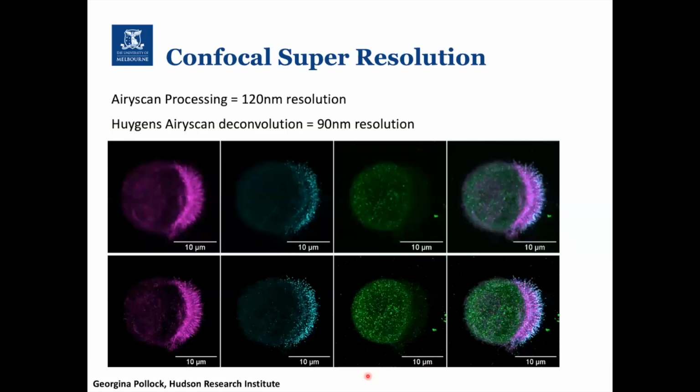We can go a little bit beyond that. With a bit of post-processing, with ARIScan processing, you can get down to about 120 nanometer resolution. That's this example here on the top. If we go through the Huygens ARIScan deconvolution package, we can get that down to 90 nanometer resolution, and that's the example here on the bottom. So with a bit of post-processing and correct acquisition, we can really push down into much higher levels of resolution.